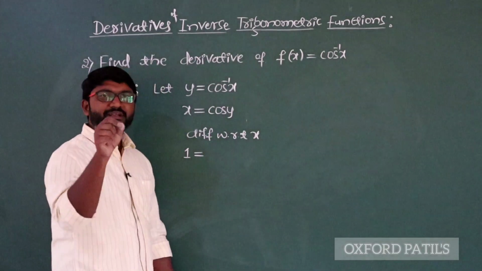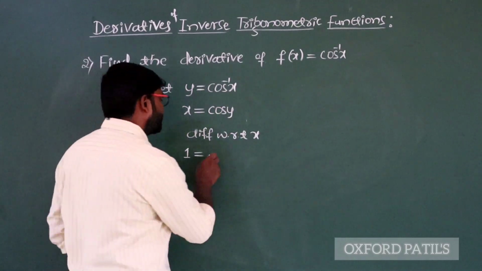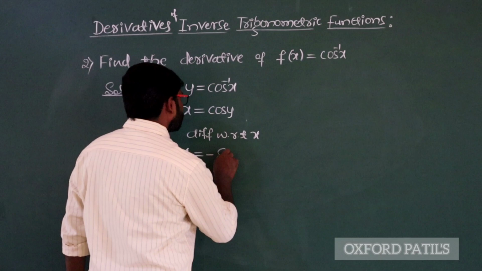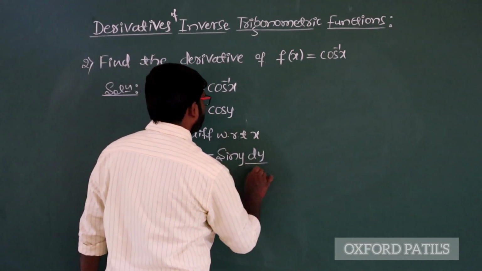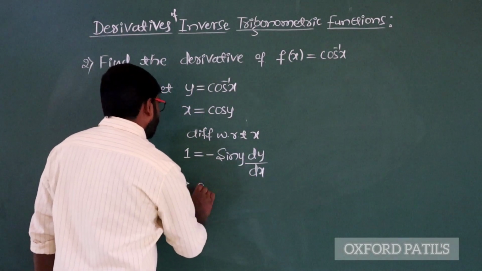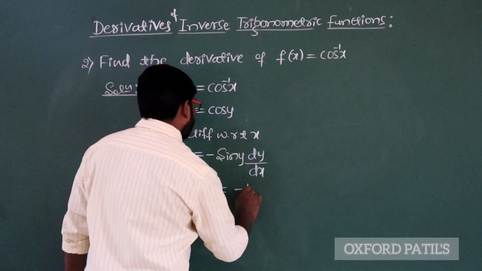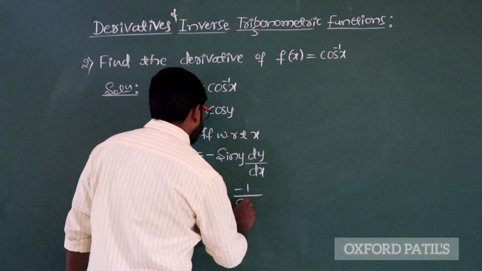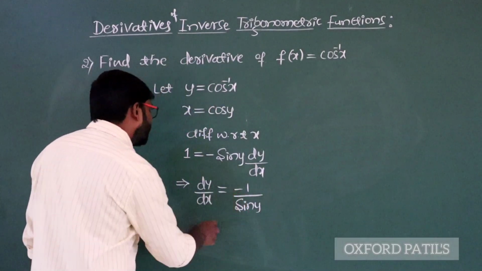If it was cos x it would be minus sin x, but here it is cos y, so it is minus sin y into dy by dx. So what is dy by dx from this? Dy by dx becomes minus 1 divided by sin y. So how do you write sin y now?